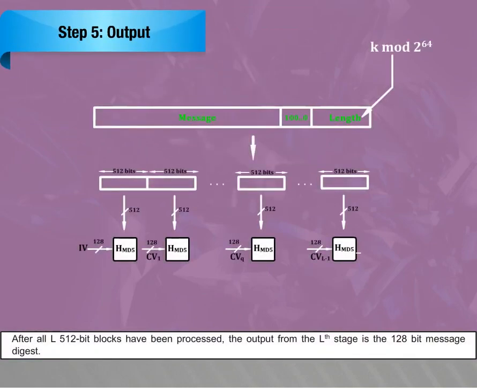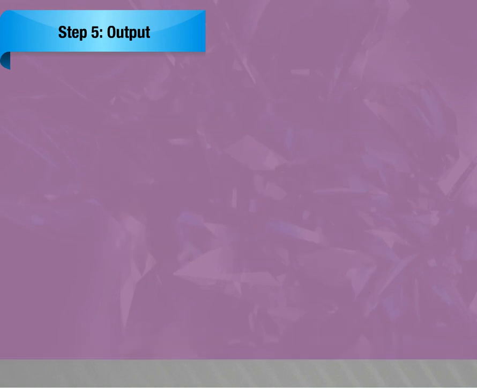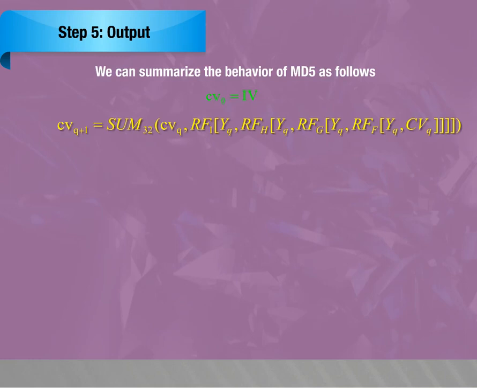Step 5. Output. After all L 512-bit blocks have been processed, the output from the Lth stage is the 128-bit message digest. We can summarize the behavior of MD5 as follows. CV0 is equal to IV. CVq+1 is equal to Sum32 of CVq, RFI of Yq, RFH of Yq, RFG of Yq, RFF of Yq, CVq.